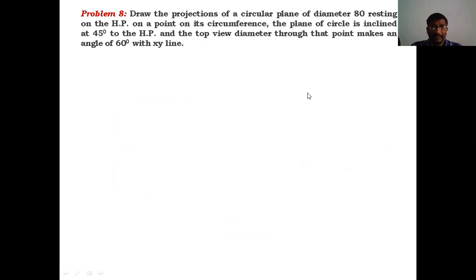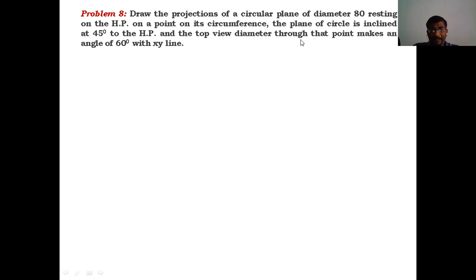That is a circular plane. This is the last problem in the projection of planes. Draw the projections of a circular plane of diameter 80 mm. The circular plane diameter is given as 80 mm, resting on the HP on a point on its circumference. It is resting on HP by resting on one of its points on its circumference. The plane of the circle is inclined at 45 degrees to HP. That means the surface is inclined to HP.